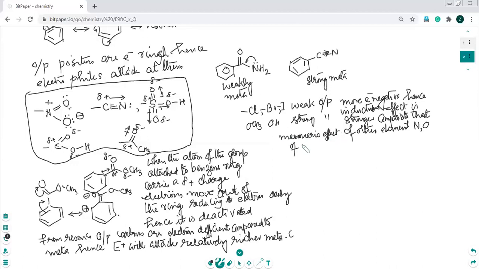So I can write, mesomeric effect of Cl or halogen is partially nullified by the inductive effect, the minus I effect of the halogen. So that will be slightly ortho-para directing. Okay. Now let's look at some of the reactions of this effect.